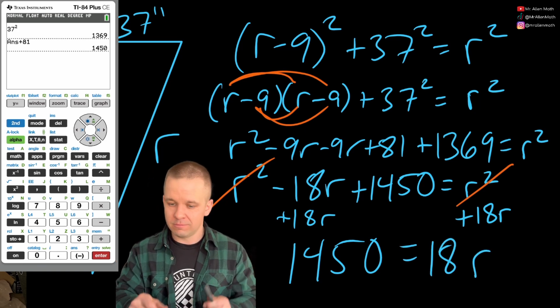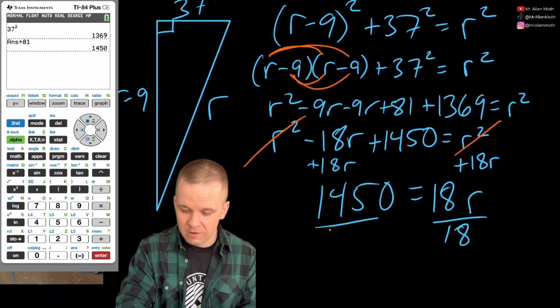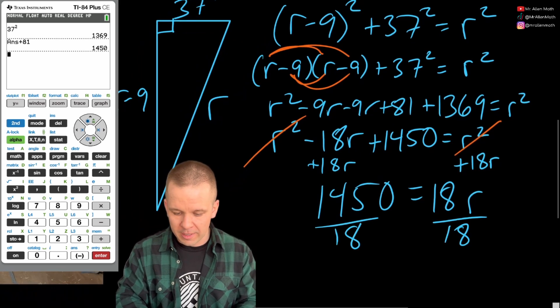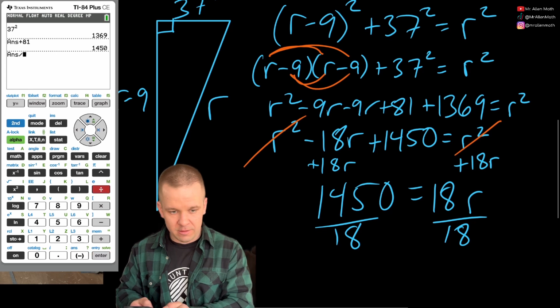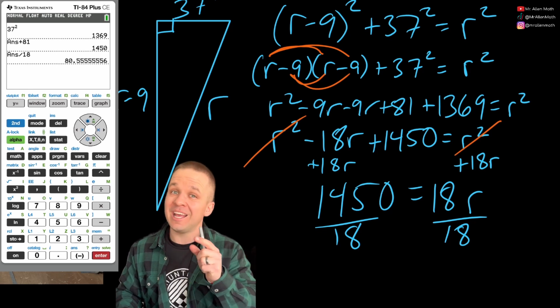How do I solve for r? I'm just going to divide by 18. On both sides, of course. Divide by 18. Let me pull my calculator back up so I can see it. Divide by 18. And we get 80.5 repeating inches.